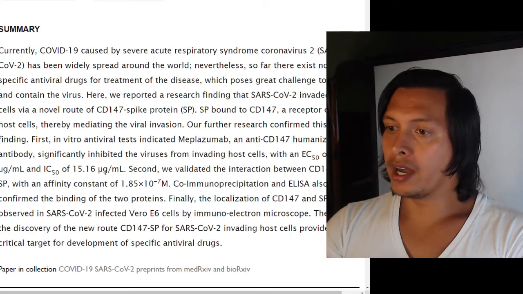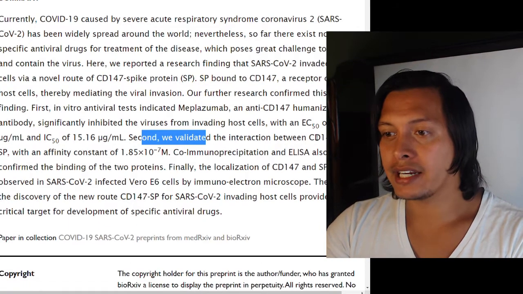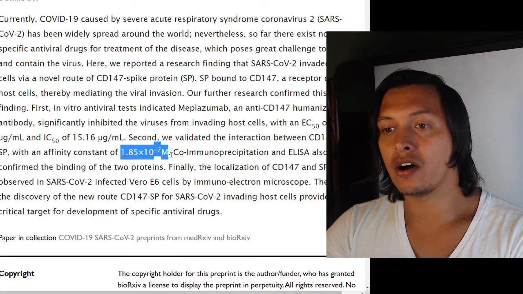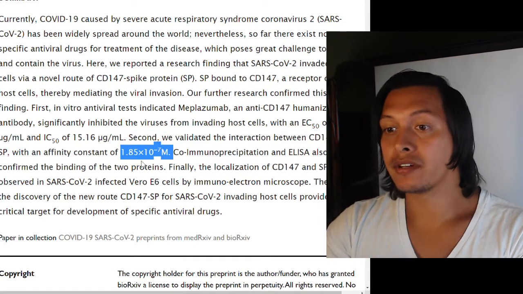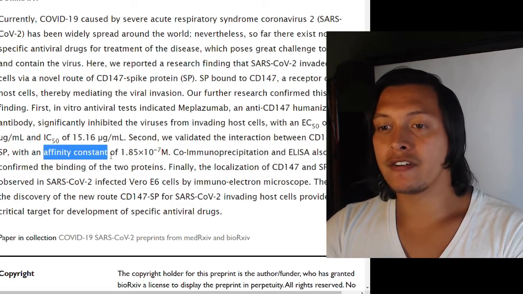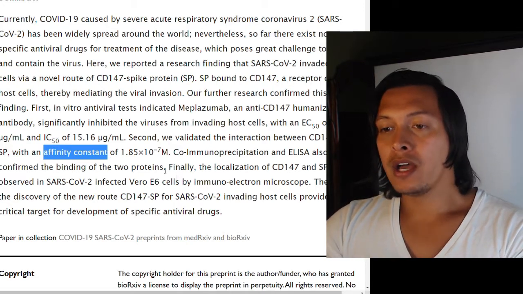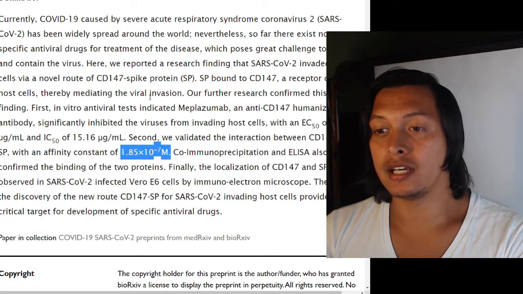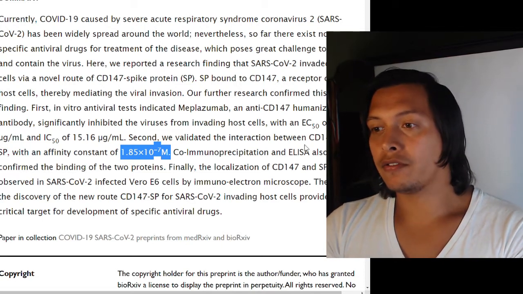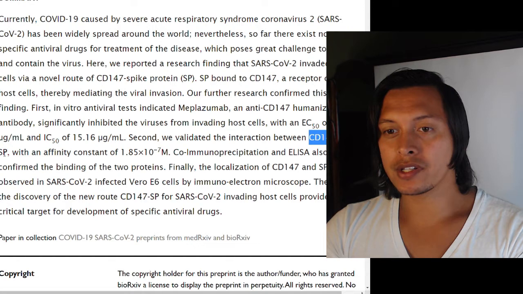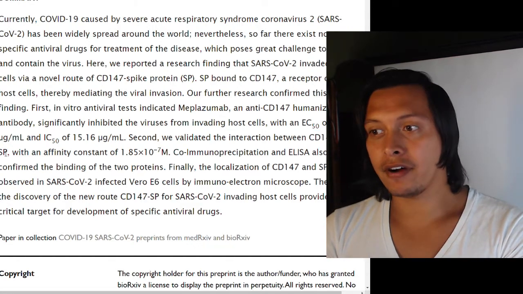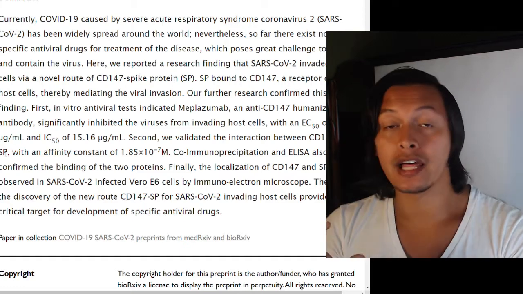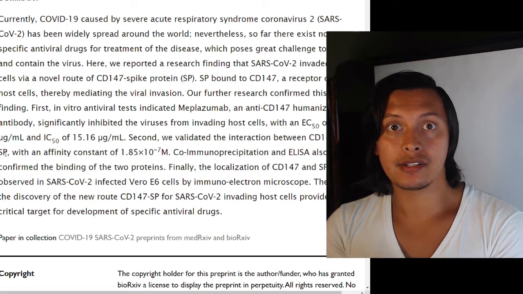So let's continue. So second, we validated the interaction between CD147 and the spike protein with an affinity constant of 1.87 times 10 to the negative 7 molar. So just know that this affinity constant is just telling you, I need to double check to make sure I have my units right, but this is the concentration of either CD147 or spike protein at which half of the CD147s that you have in solution will be bound by the spike protein. So they're saying that there is some binding that is happening.